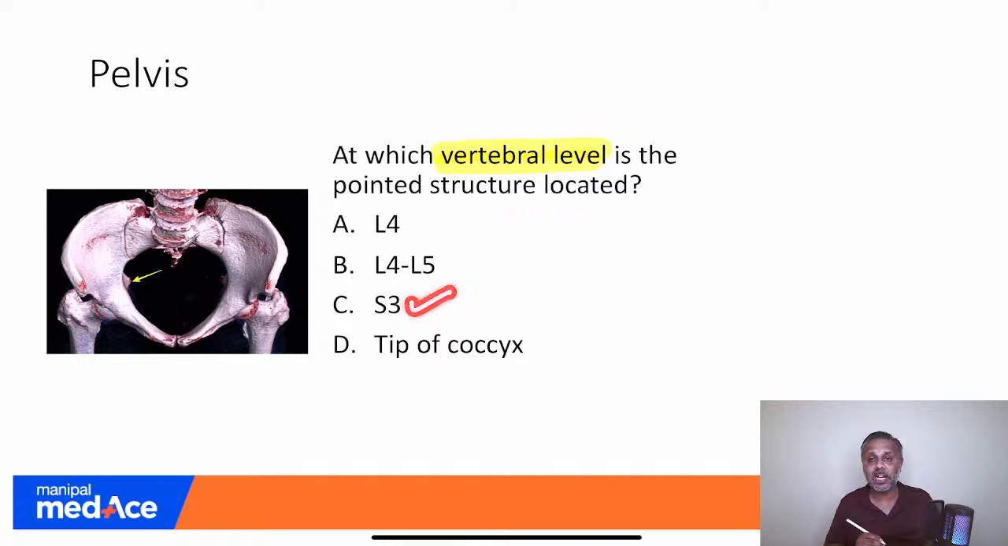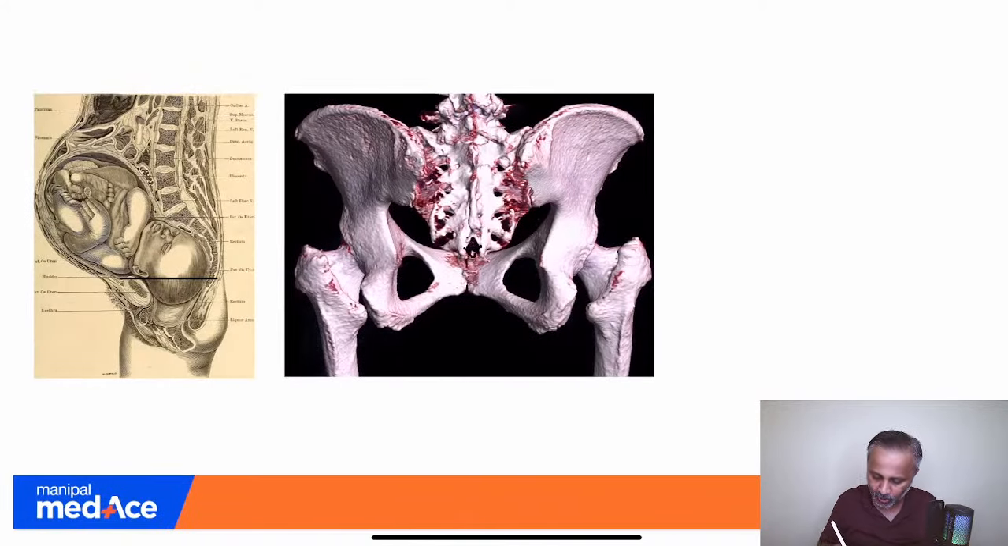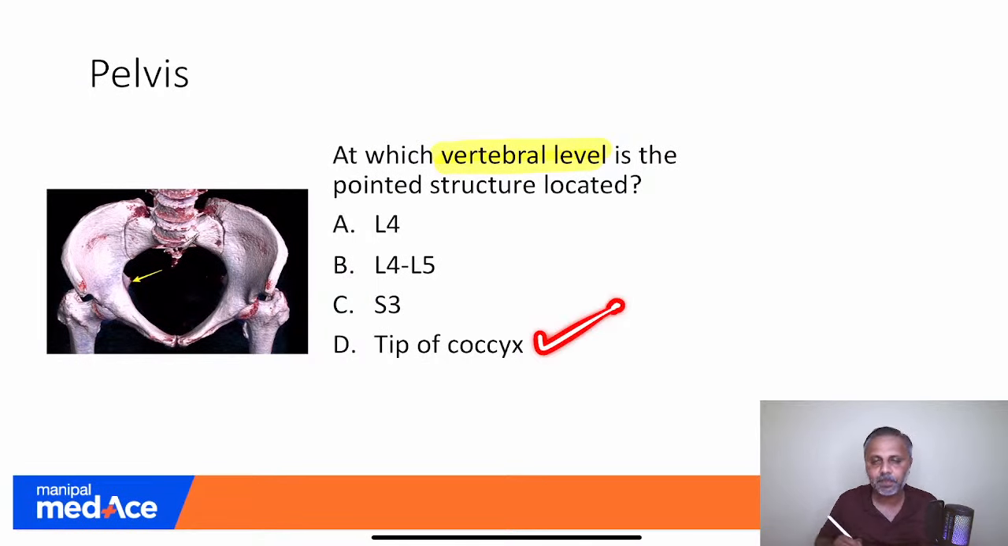Then we have the S2 level, not S3. But S2 is the level where you have the posterior inferior iliac spine. So similar to the anterior superior iliac spine, you have the posterior inferior iliac spine, and these pass through the S2 level. So don't get confused there. So the ultimate level that we are left with is the tip of the coccyx. Remember, the tip of the coccyx, pubic symphysis and ischial spine, all of them lie in the same plane.